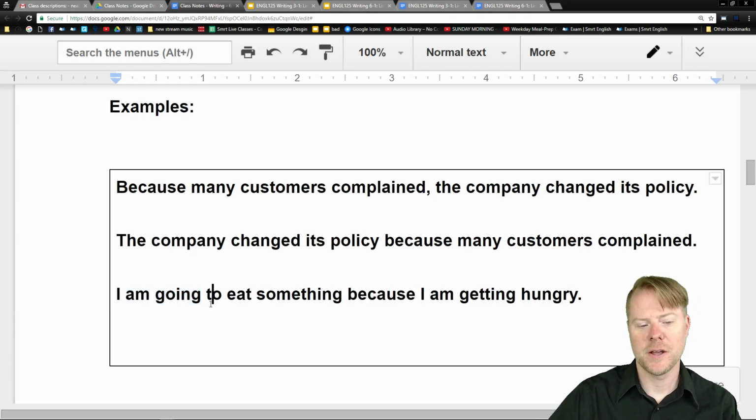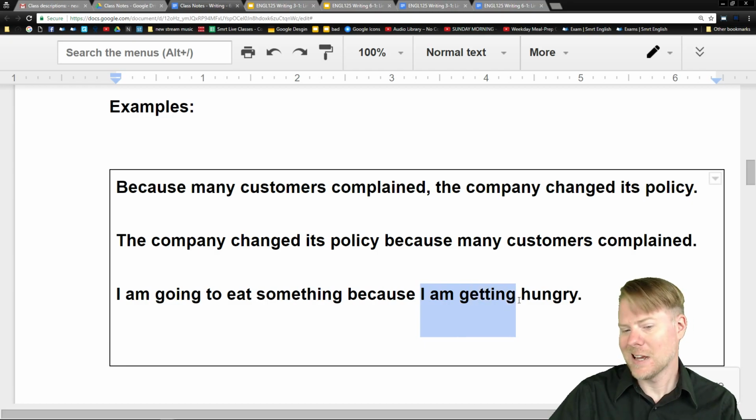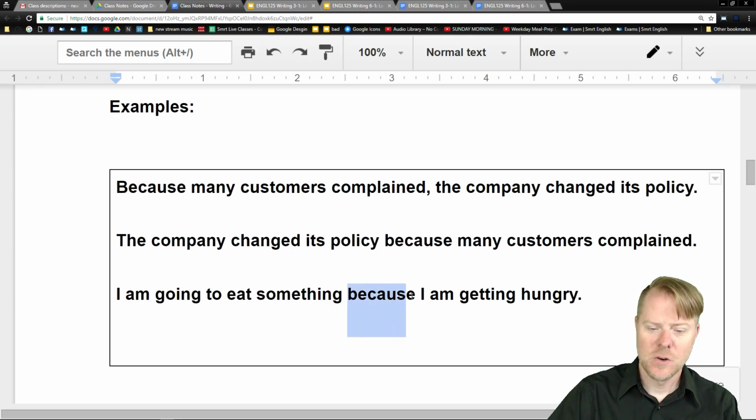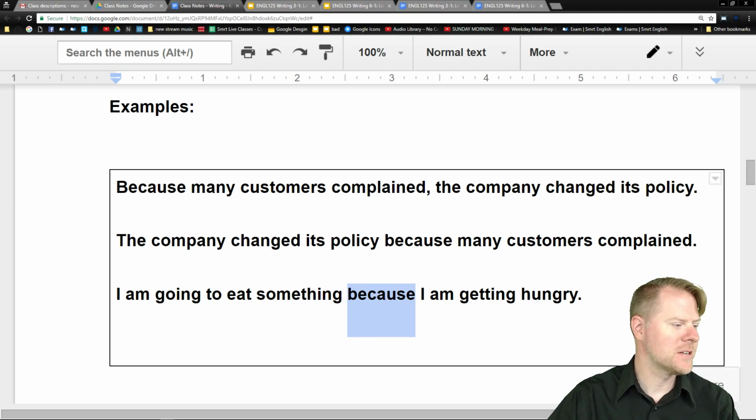Am going, I am going. And then a verb pattern, to eat, and then an object, something. Then our linking device, and then I am getting, and then an adjective, hungry. So subject and verb on both sides with the linking device coming in the middle. This is a correct sentence.